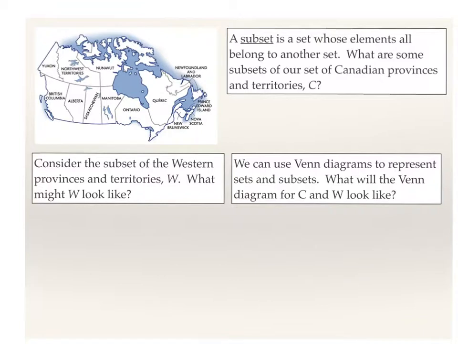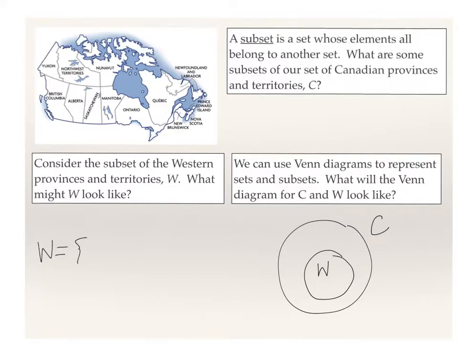Okay, so the way we actually do it is we put C there, and then we put W inside of it. W goes completely inside of it. That's what a subset looks like. Subsets are completely inside the other diagram. So just to remind people that W is Alberta, Saskatchewan, Yukon, and Northwest Territories.